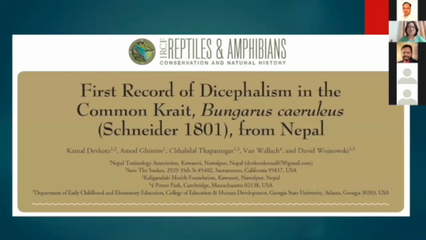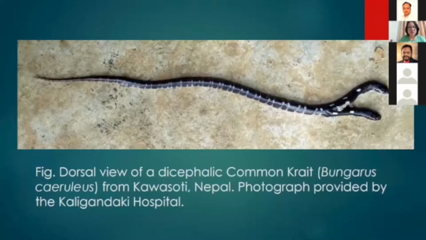So I would like to show an article that was published from Nepal. This shows the first record of dicephalism in the common krait Bungarus caeruleus from Nepal by Kamal Devkota et al. This was published in IRCF. So this actually shows the dorsal view of a dicephalic common krait Bungarus caeruleus.